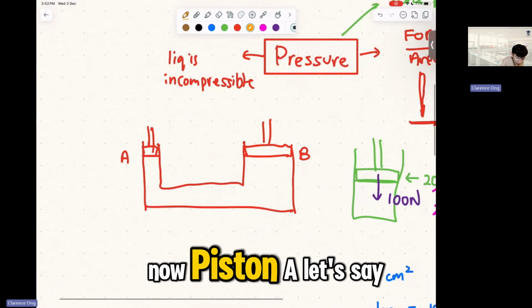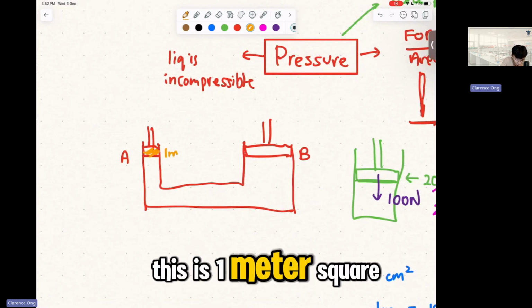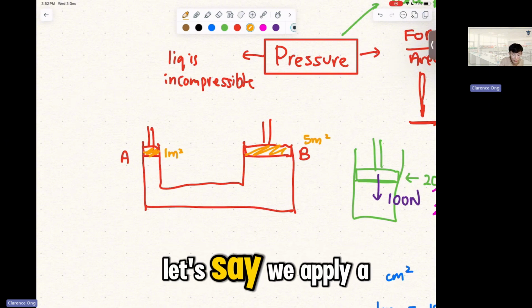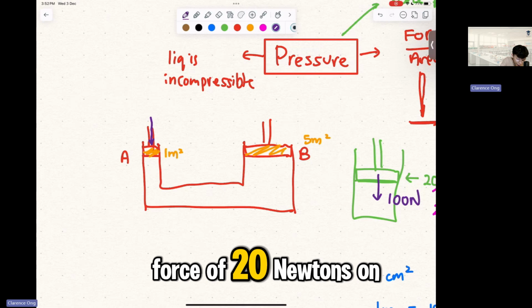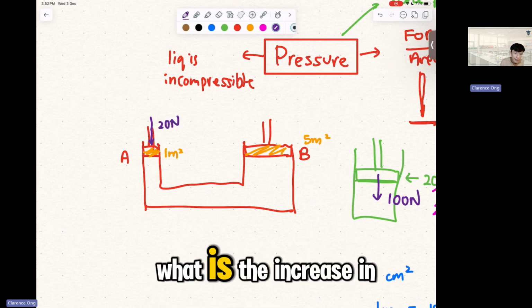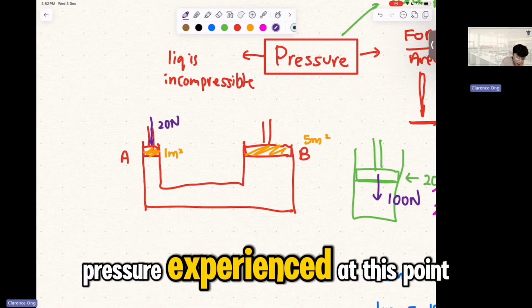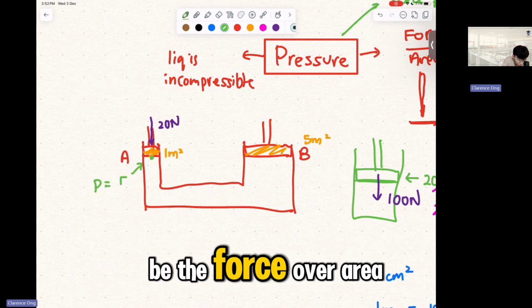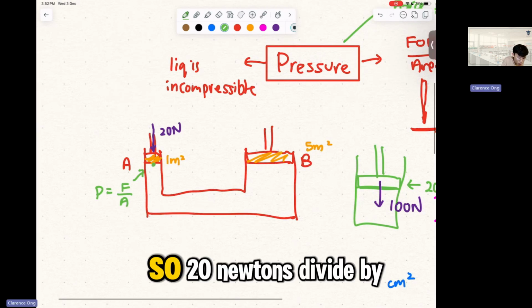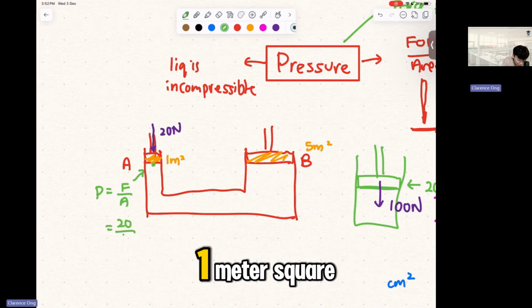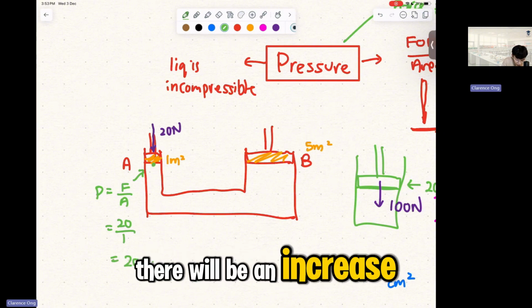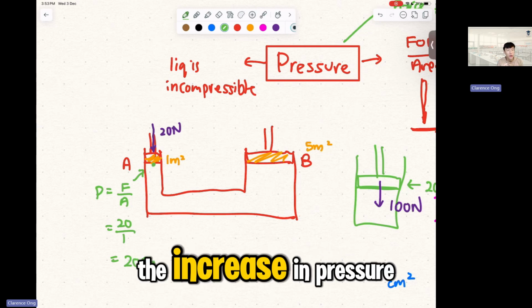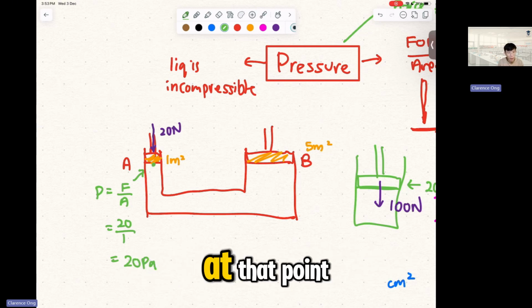Now, piston A, let's say this is 1 meter square. And for piston B, let's say this is 5 meters square. Let's say we apply a force of 20 newtons on piston A. What is the increase in pressure experienced at this point? The increase in pressure will be the force over area. So 20 newtons divided by 1 meter square, there will be an increase in pressure of 20 pascals. Take note that this is the increase in pressure and not the actual pressure at that point.